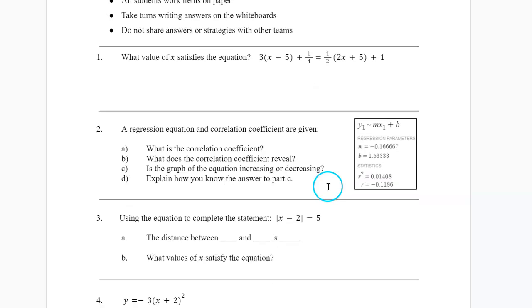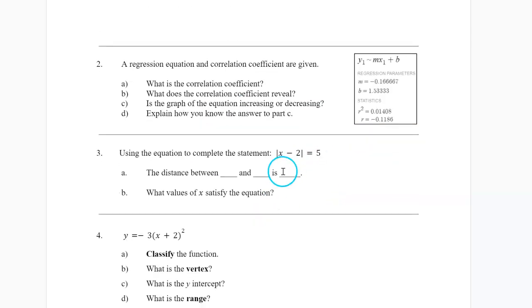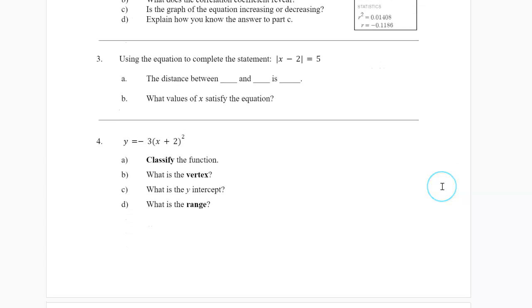So here's solving a linear equation, correlation coefficients, what does that reveal? The absolute value equation, we haven't done that since way back. Here we have a function. They're going to classify the function, give the vertex, y-intercept, and range. We did a little bit of that in the last lesson.